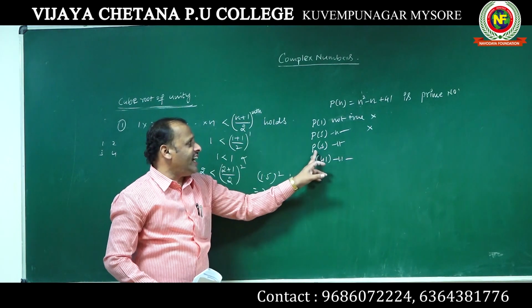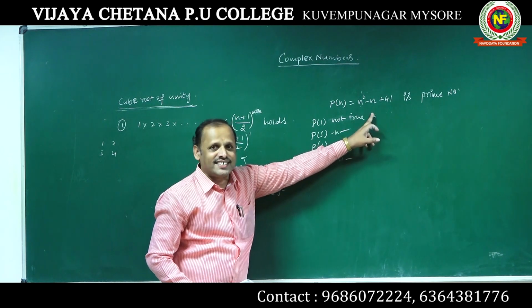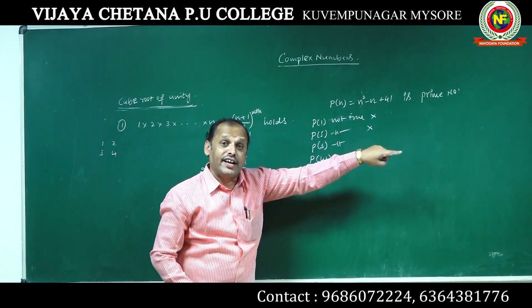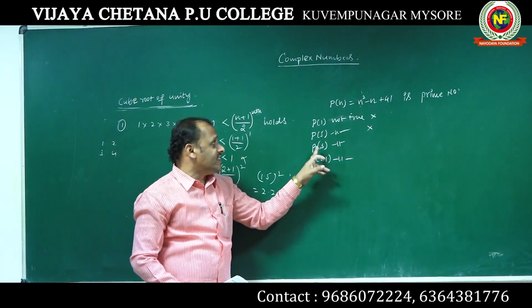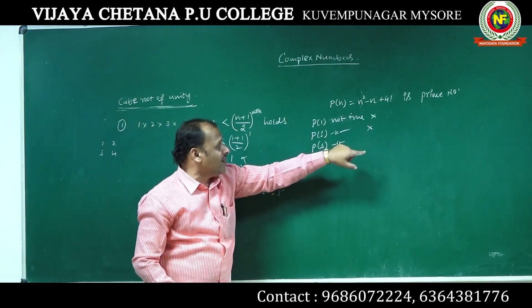Then 3 square is 9. 9 minus 3 is 6. 6 plus 41 is 47. 47 is also a prime number, therefore even if we substitute 3, this equation gives a prime number.